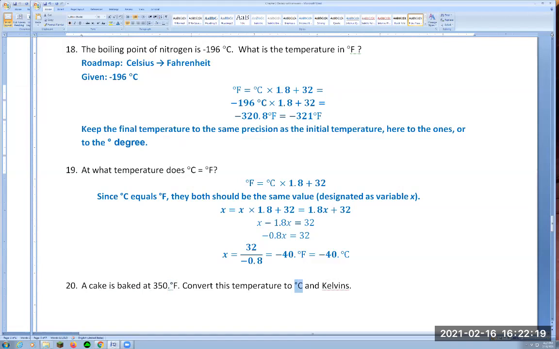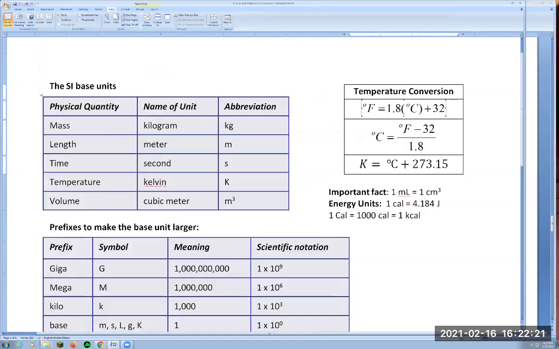So let's look at the equations we have. We have degrees Fahrenheit and we want degrees Celsius. So this time we will use this equation, the one that has the degrees Celsius outside and the degrees Fahrenheit in the equation, because we have a value for degrees Fahrenheit. So we can plug in the value of degrees Fahrenheit into the equation and calculate degrees Celsius. So let's do that.